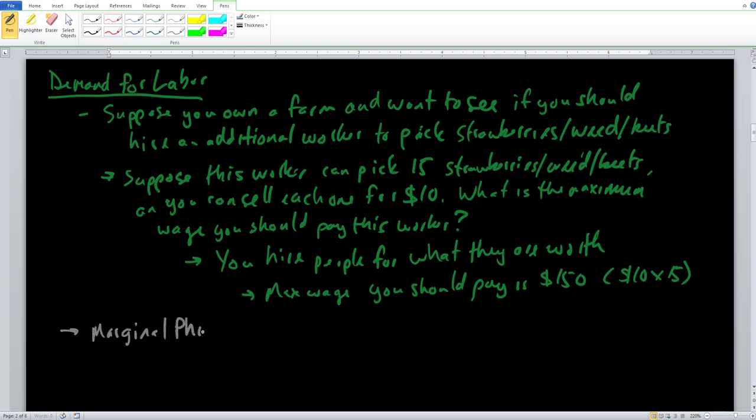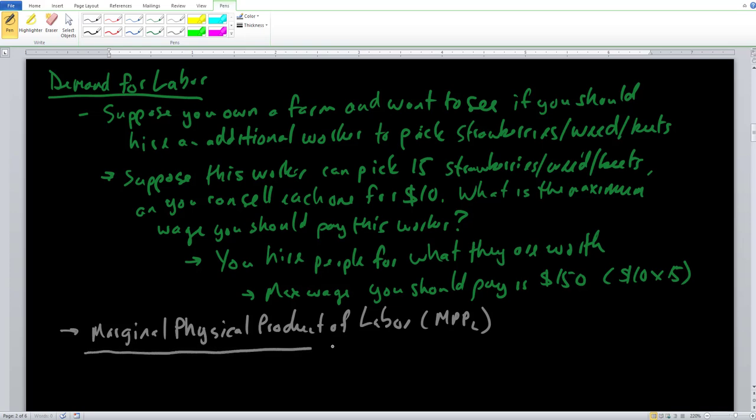Marginal physical product of labor. In shorthand, this is just going to be MPPL, marginal physical product of labor. And this tells us exactly what is the additional output that you receive for hiring one additional worker. And if this sounds very familiar to you, it should, because this is just the fancy way of saying what the marginal product was. So if you remember chapter number 7, we talked about the marginal product. When we hire one additional worker, how much additional output do we get? This is the same exact thing.